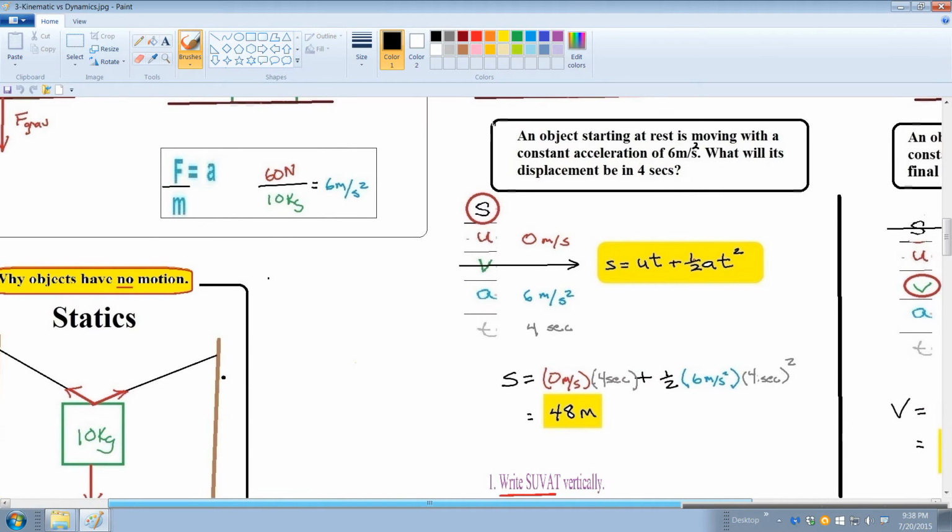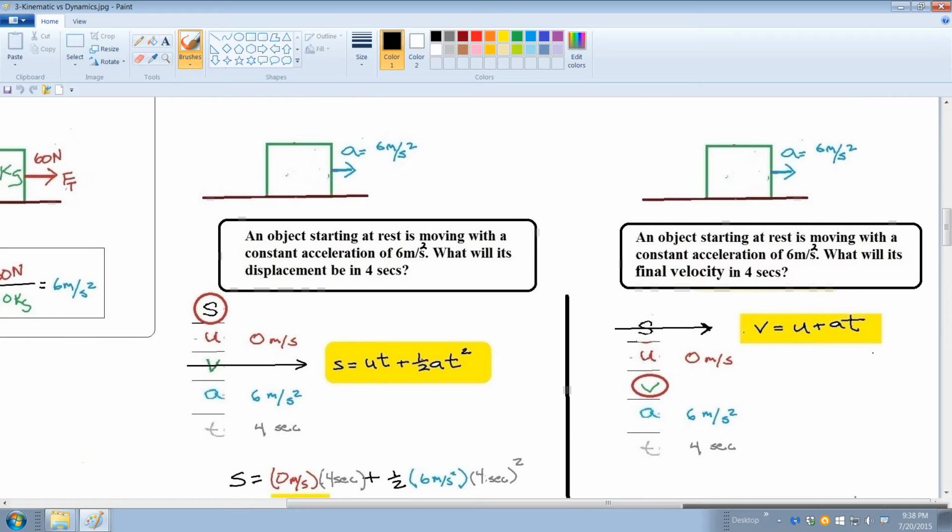We can predict that based on the information that we have. We could use another opportunity to do a SUVAT here and take exactly the same problem, but just ask a different question about how it moves. Again, starting at rest with a constant acceleration of 6 meters per second squared, what will its final velocity be in 4 seconds? So again, we write SUVAT vertically.